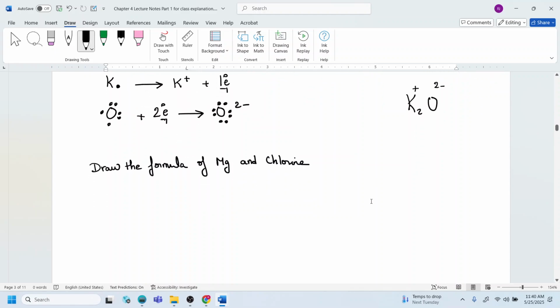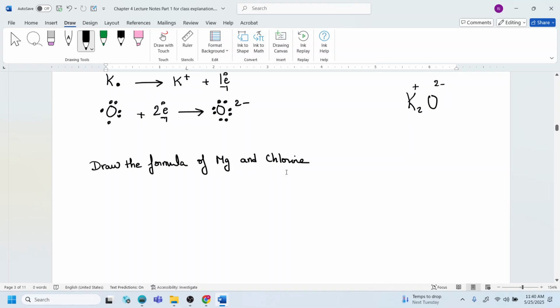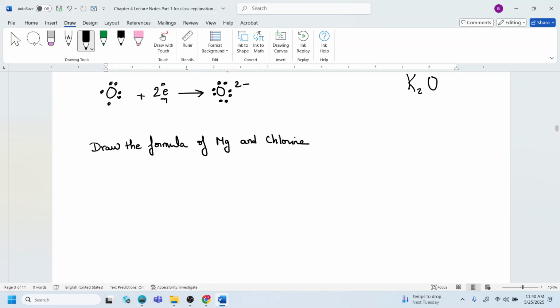Okay, let's have another example. Draw the formula of magnesium and chlorine. You don't have to draw the actual reaction showing the magnesium losing electrons and the chlorine gaining electrons, but I'm just drawing this to explain. Magnesium is 2 plus, and chlorine is in group number 7, so I draw the 7 electrons. It's going to require just 1 electron in order to become an octet, to become 8 electrons.